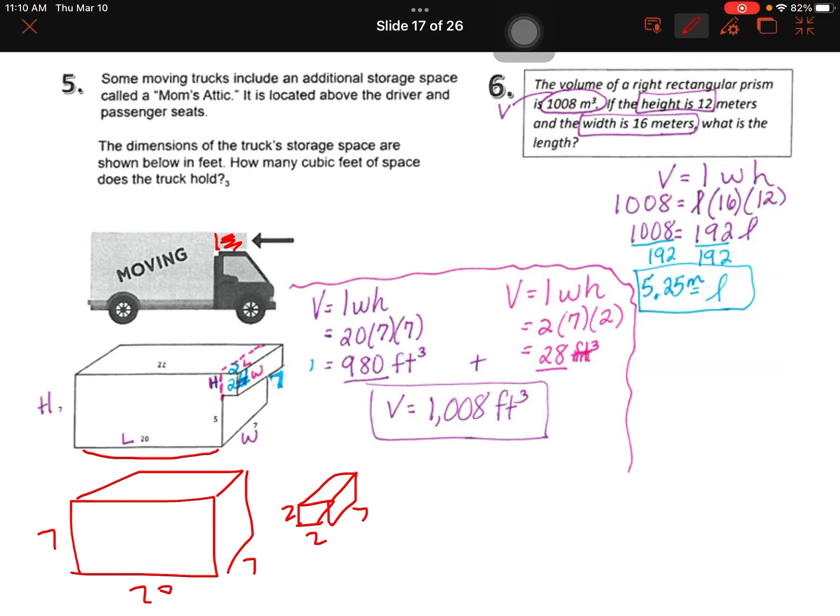Notice the key word is it does tell you volume of a rectangular prism. So step 1, if you just write the formula, makes the problem really easy. That 1008 was the volume, and then you have the height, plug it in for your height, and then your width was 16, and so we're missing L this time. So I would multiply, get 192, and then divide. Some students would have divided by 16, then divided by 12. You're still going to get the same answer, and you get 5.25 meters for your length.